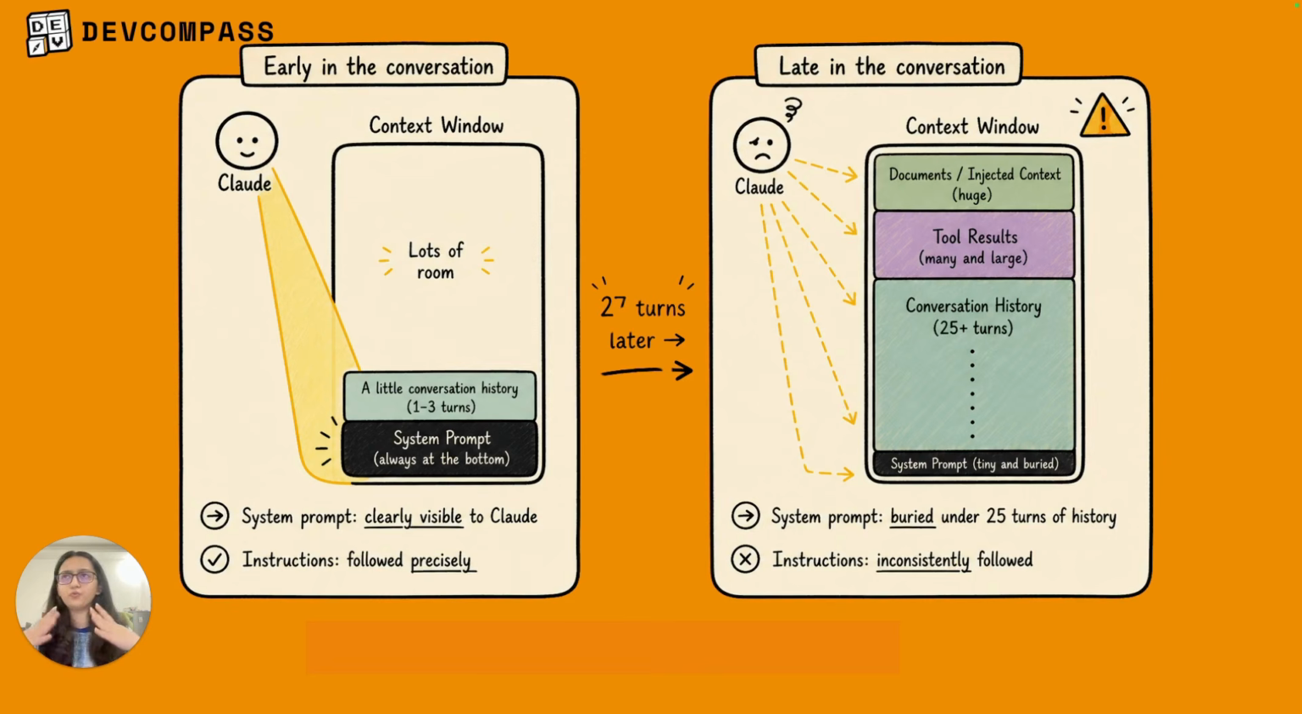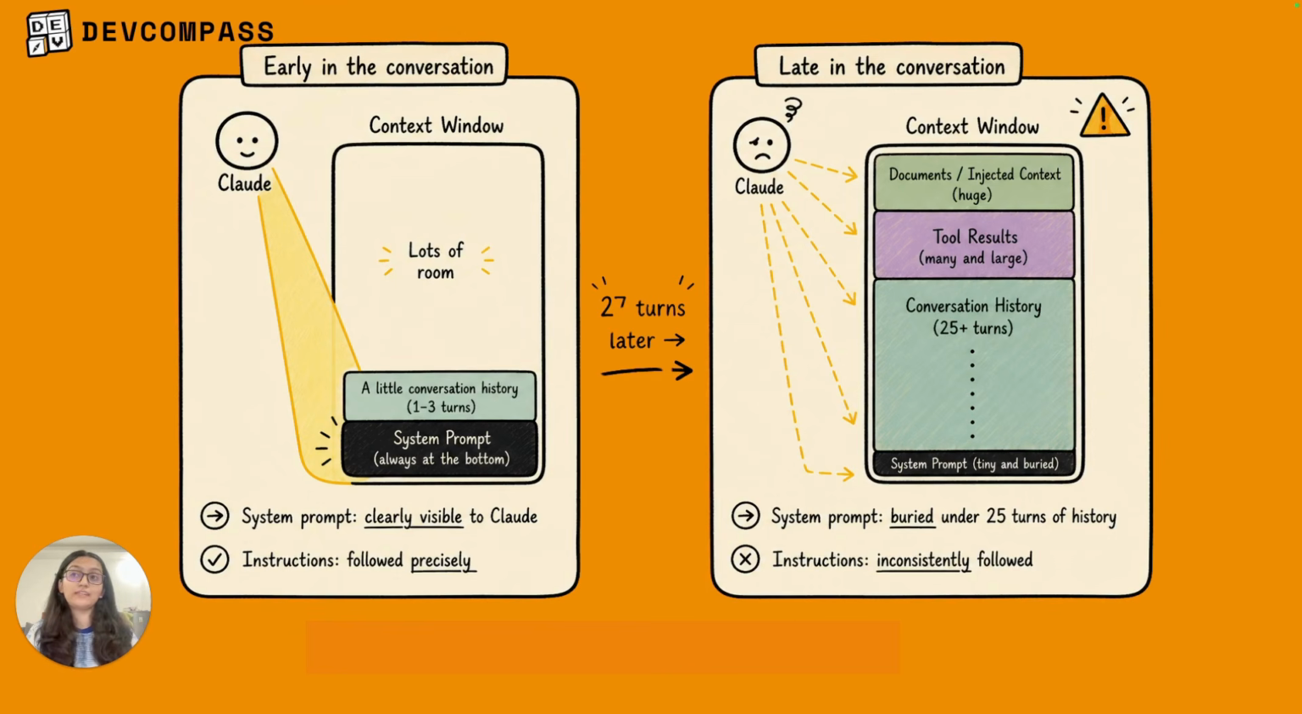Okay, look at the two cards side by side, before and after a long conversation. Okay, so turn 3, by that time, that's early in the conversation, the context window is mostly empty. The system prompt sits at the bottom, prominent, clearly taking a proportional amount of the space. Claude's attention, shown as the spotlight coming from the Claude icon, points clearly and directly at the system prompt. Instructions followed precisely. Claude is operating exactly as you would have designed and whatever you expect out of it.